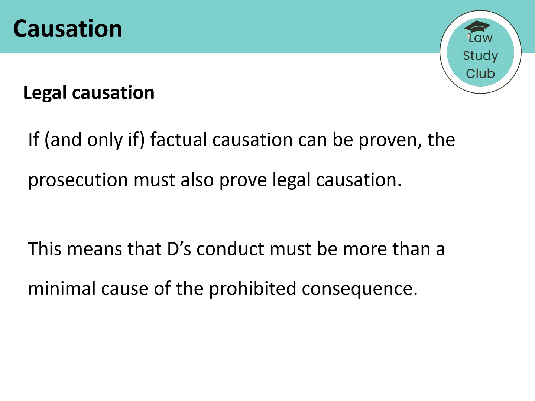This is why we need legal causation. If factual causation can be proven, the prosecution then has to prove legal causation too. And for legal causation, we're trying to work out whether the defendant's acts or omissions made a big enough contribution to the prohibited consequence for them to be liable for it. Legal causation is particularly important when an outcome seems to have more than one cause.